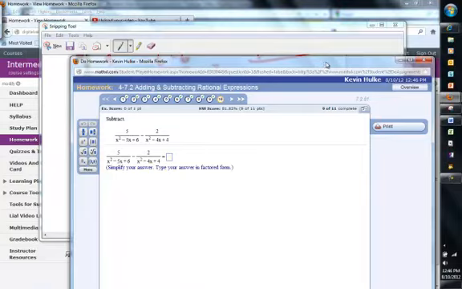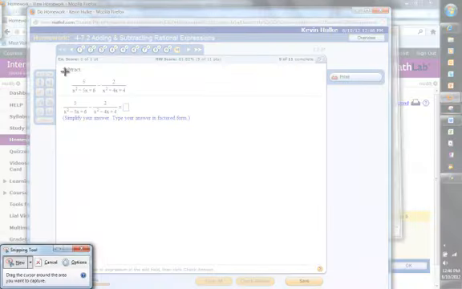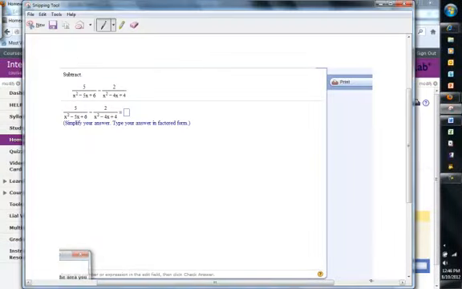Number 10. They're getting just a little bit tougher. This is why we write them vertically. 5 over x squared minus 5x plus 6 minus 2 over x squared minus 4x plus 4. All right.